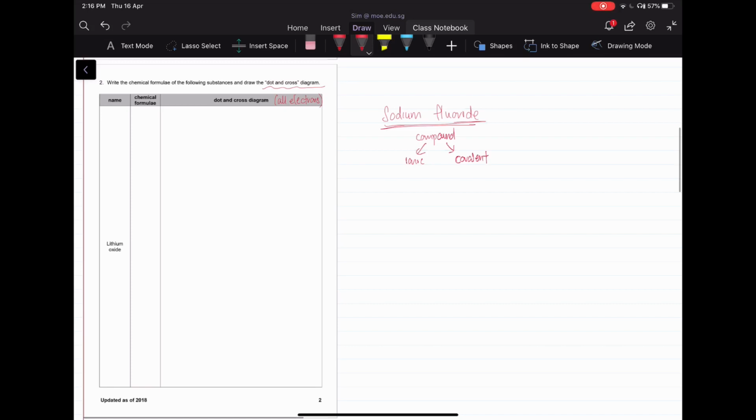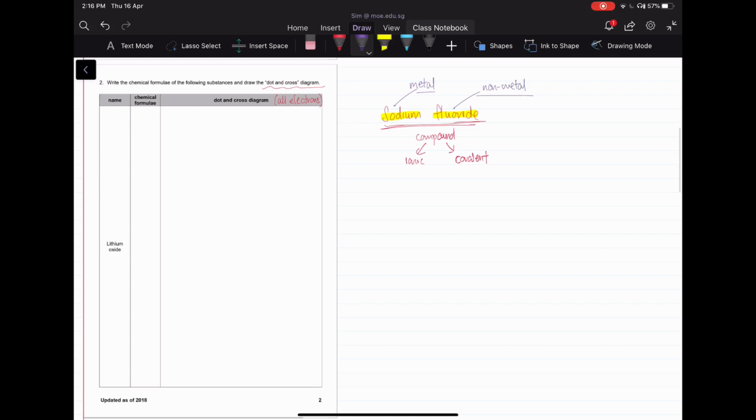You can always look at the elements inside and ask yourself, is there a non-metal and a metal being combined together? In this case, sodium is a metal. If you look at the periodic table, you should know this. Fluorine is a non-metal.